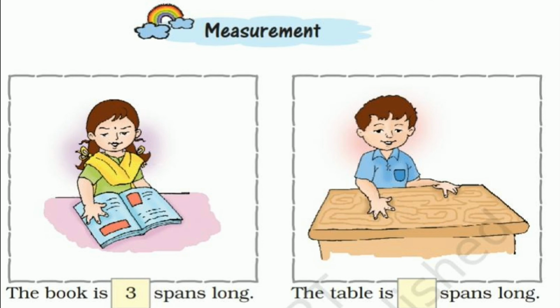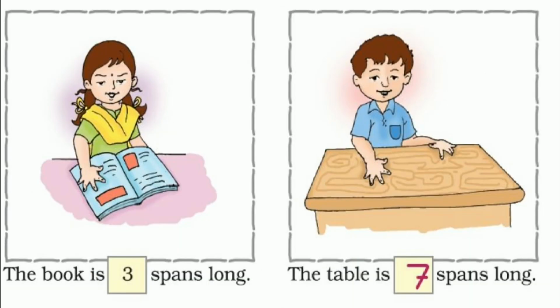In the same way, they are asking us to find out the length of the table. The table is dash spans long. Children, if you have a table at your home, place your palm over the table at one end and measure the length of the table. I have measured the length of the table at my home. It is 11 handspans long. In the same way, measure the length of the table at your home, children, and write the answer.